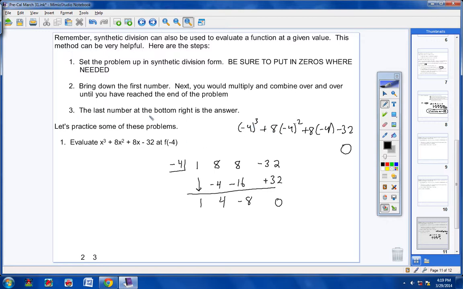Now notice step 3 says the last number at the bottom right is the answer. Well, what did I have here in the bottom right? 0. What did I get out up here? 0. It works. So when you put negative 4 in for x and you do all the simplifying, you get out 0. So f of negative 4 equals what? f of negative 4 equals 0. Or in other words, negative 4 comma 0 would be an ordered pair if you were graphing this.